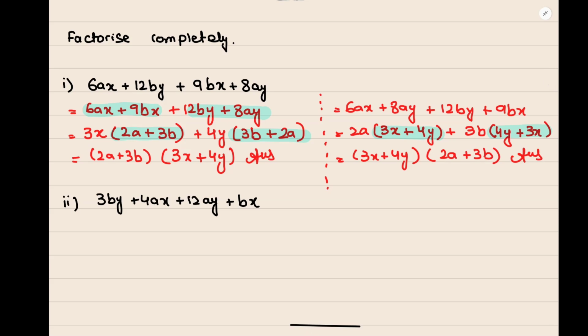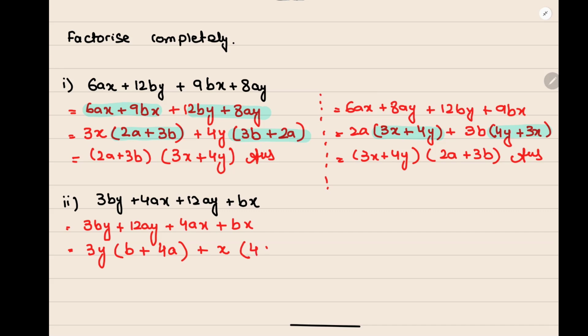Now for the second question, again, I will arrange it 3by plus 12ay. Then I will write 4ax, then bx. Now from the first one, I can take 3 common and a y common. So I'll be left with 1 plus 4a. And from the last two terms, I can take x common, and that's it. So I'll be left with 4a plus b.